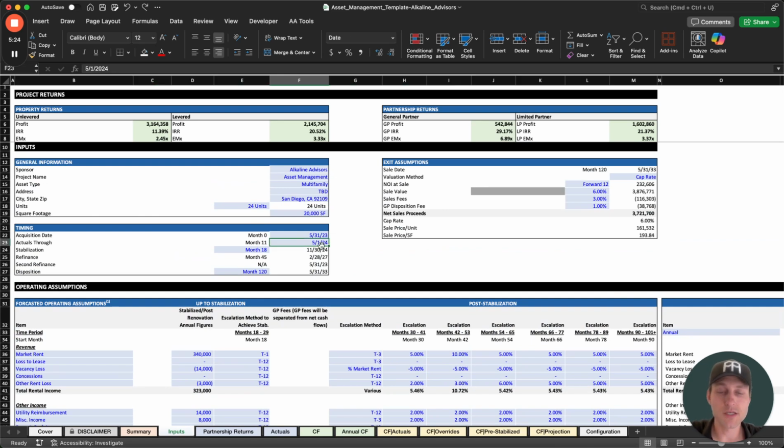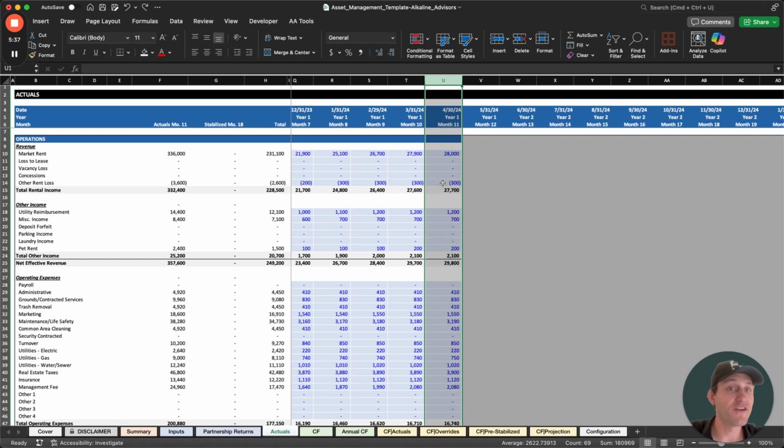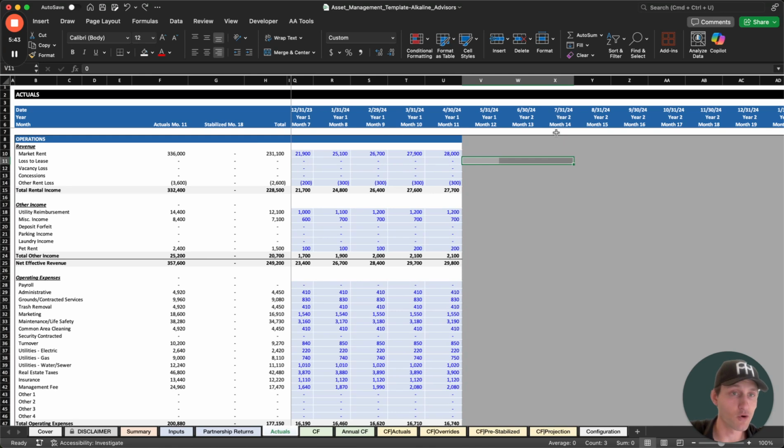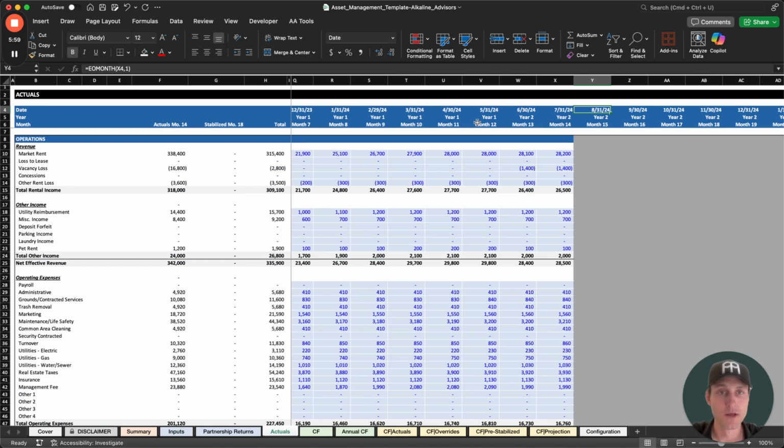You'll see we're able to say we have actuals through a certain period of time. In this case, we'll say we have actuals through month 11. So if we go to the Actuals tab, you'll see we're only able to fill things out through month 11. I've already populated this through month 14, but what happens if we say we have actuals through August 15th of 2024? Let's say 8/15/24. Now we have actuals through month 14. If we go back to the Actuals tab, you'll see months 12, 13, and 14 are now populated.